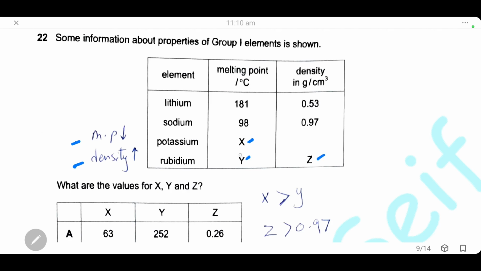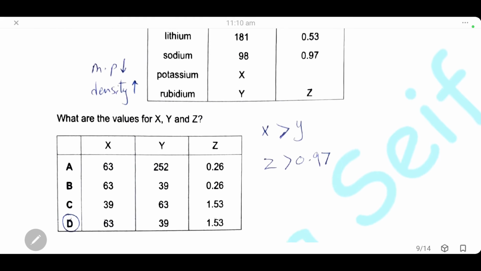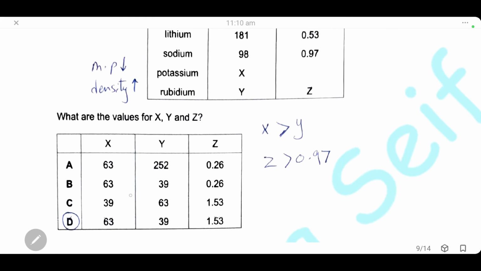The melting point decreases as we go down, so X should be less than 98 and Y should be less than X. And for the density, we could predict that the number increases, then again increases at Z, so we will get a higher number than 0.97 for the value of Z. So we will go to the table. Here we have X 63, which is less than 97, and then Y, which is less than X, is 39, and the value of Z is greater than 0.97, so the answer is D.